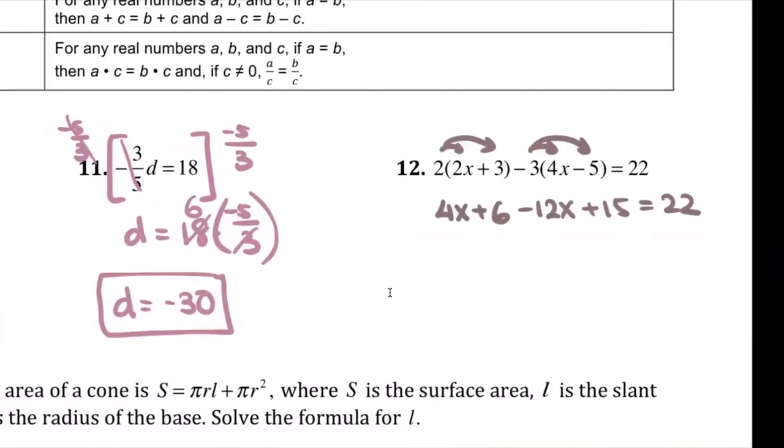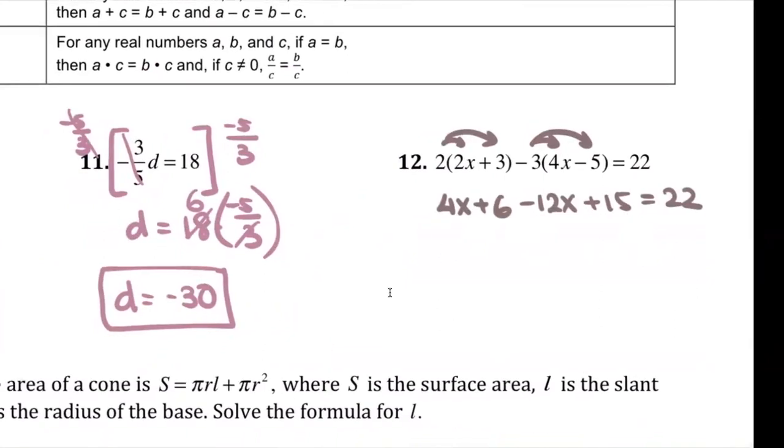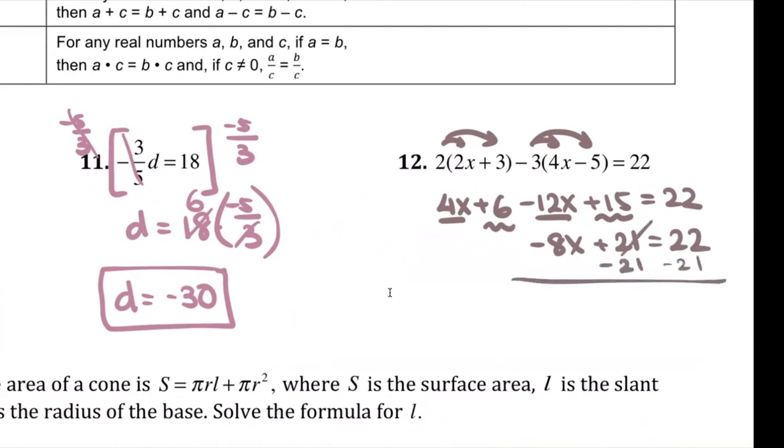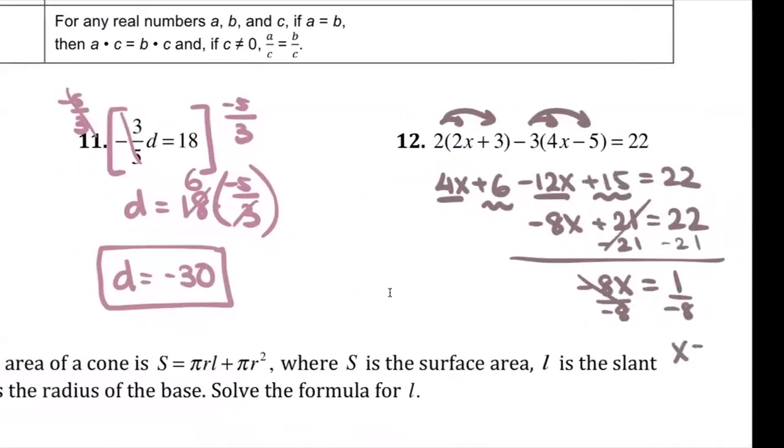Okay. All right, let's combine some like terms. We got negative 8x with these two combined. I got 6 and 15. I get 21. All right, and now let me subtract 21 on both sides, using the subtraction property of equality, and divide by negative 8 to isolate x. So final answer, I get x is equal to negative 1/8. There it is.